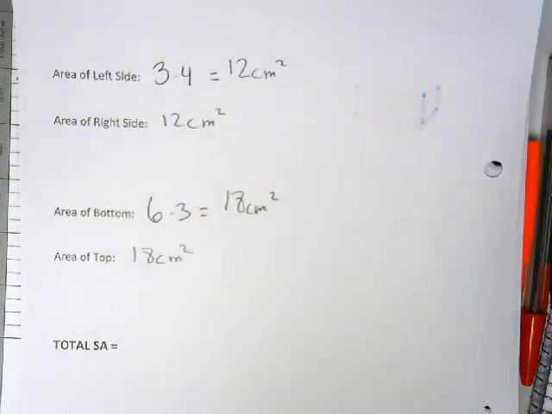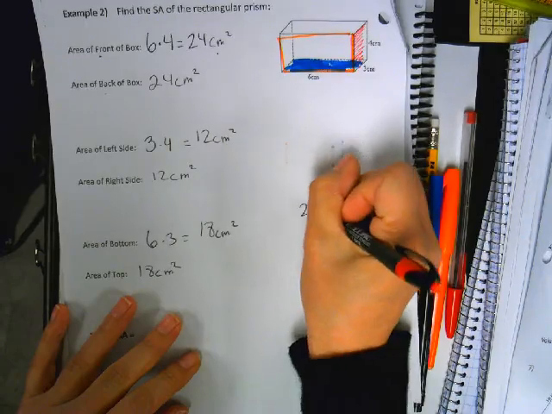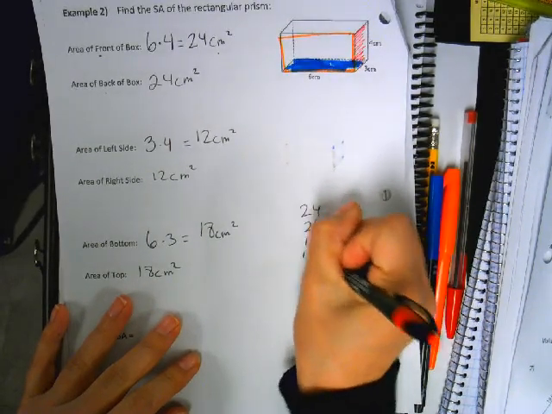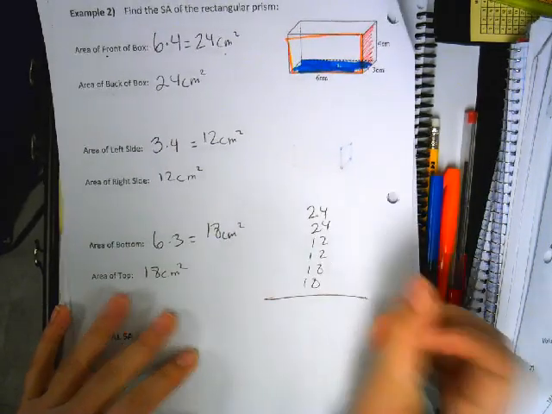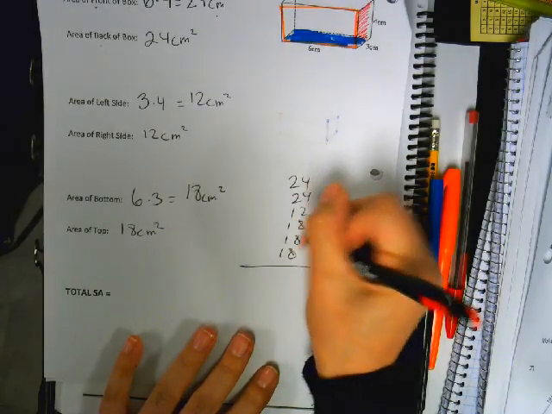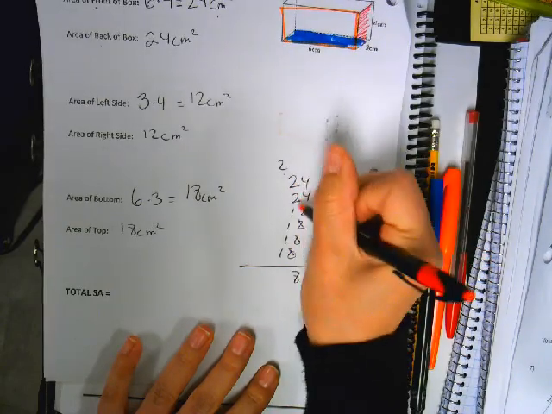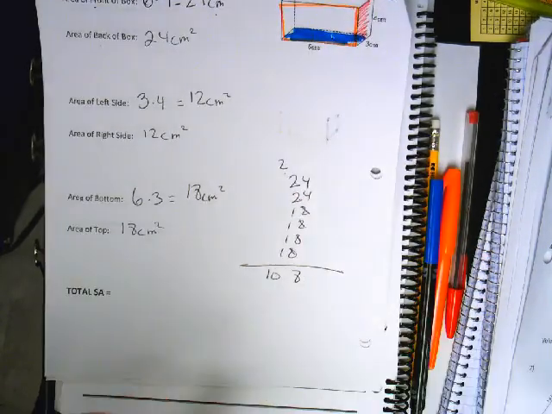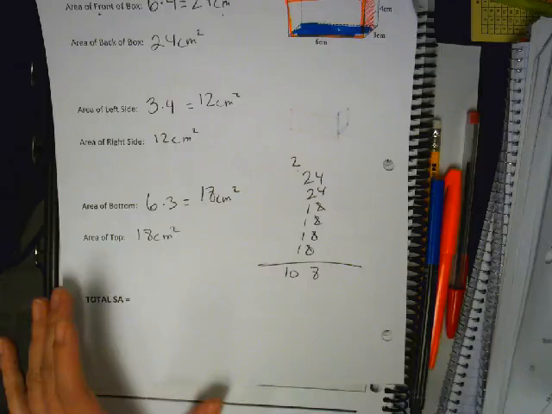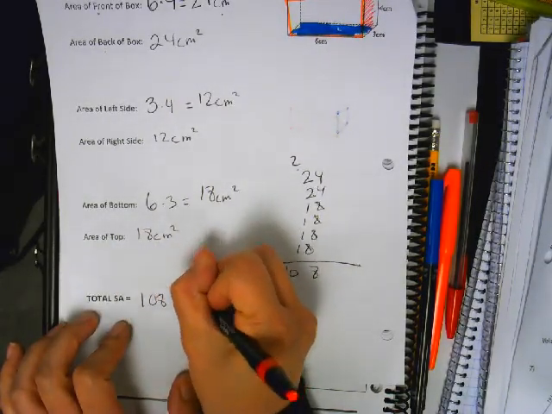Okay, so now the last thing we have to do is add them all up. 24, 24, 12, 12, 18, and 18. 108 centimeters squared. 10, 20, 28, 2, 4, 6, 8, 10, 108. Yeah, that's what I got. So my surface area is 108 centimeters squared.